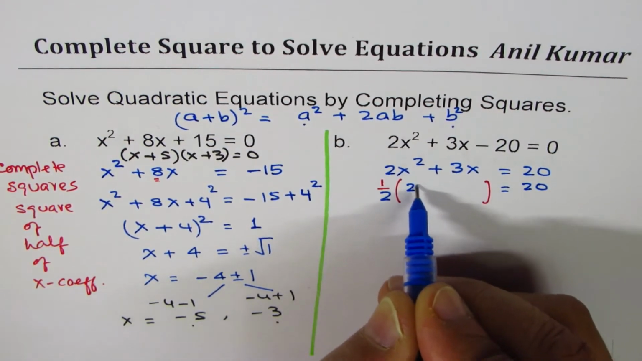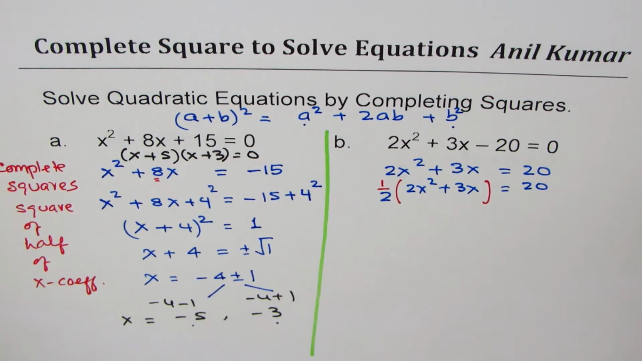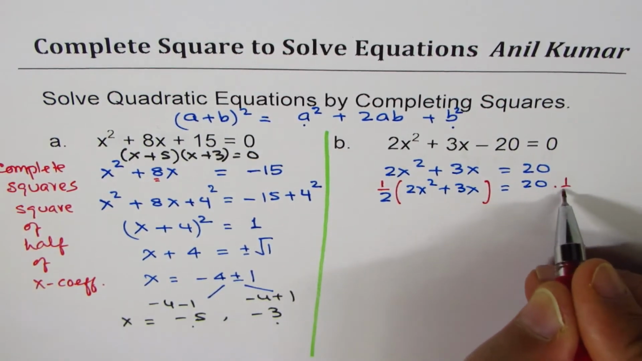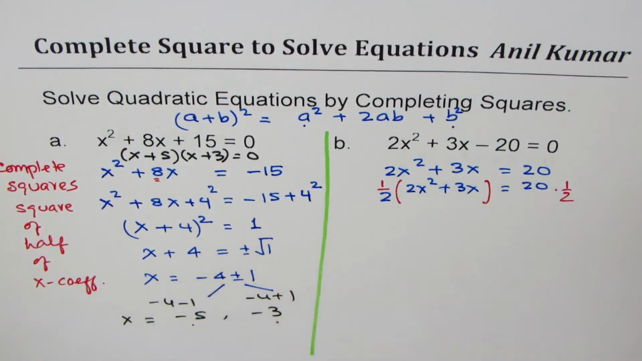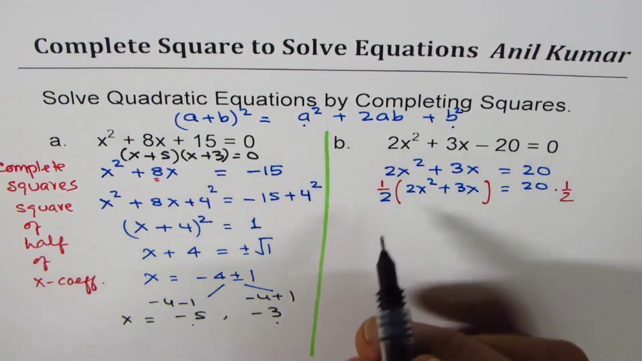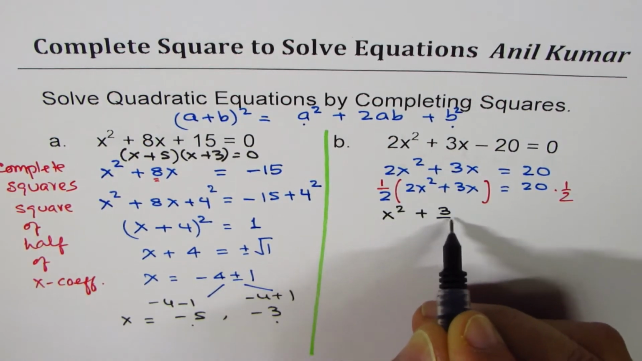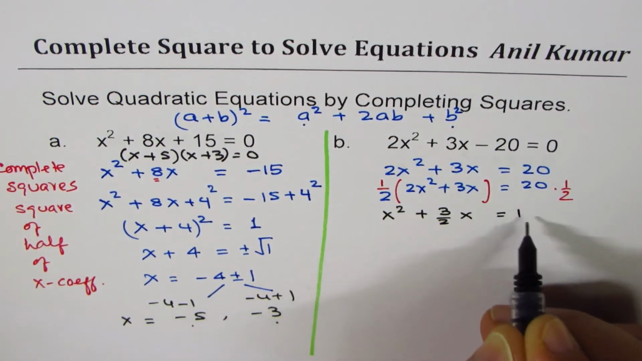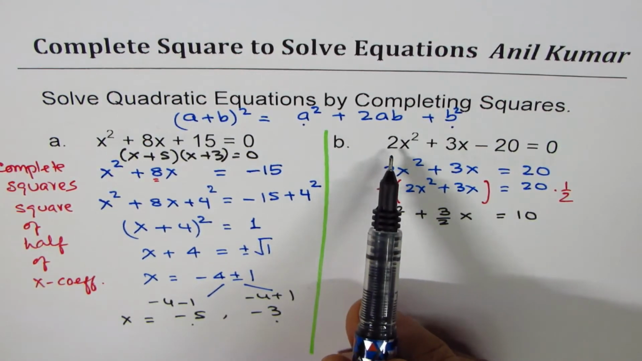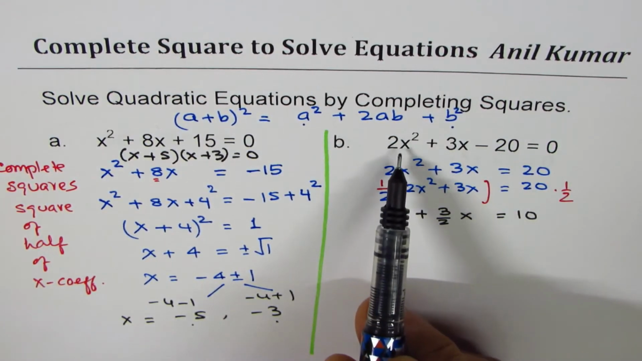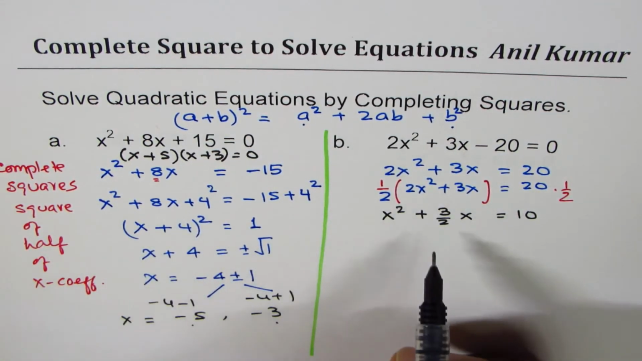So first thing is, let me write it like this. 20, we have 2x squared plus 3x. Is it okay? And we'll do half of this times half of this. Divide by 2, the leading coefficient. That's the whole idea. And then rewrite. So we get x squared plus 3 over 2 x equals 10. Is it okay? So divide by the leading coefficient. We need that to be 1, so that becomes easier.